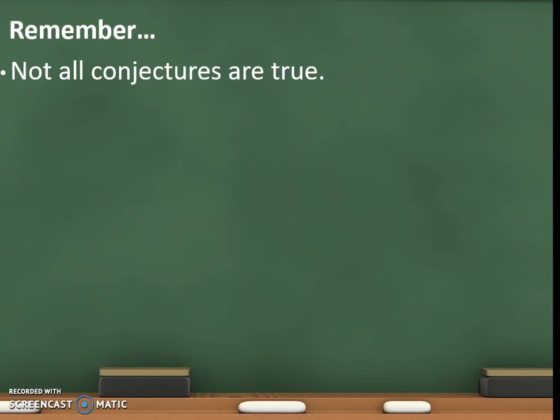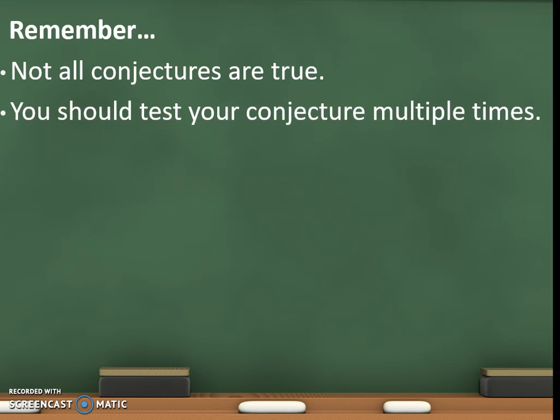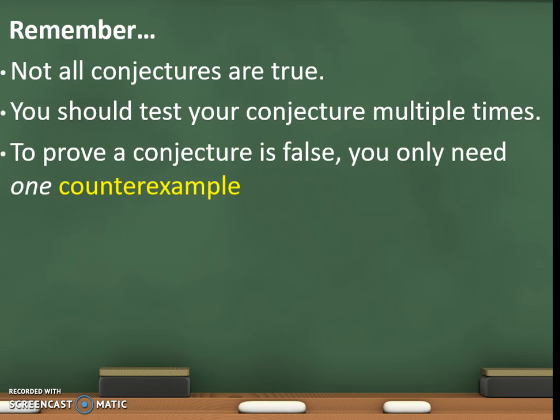So please remember, not all conjectures are true. A conjecture is an unproven statement based on your inductive reasoning, based on your observation. Inductive reasoning is your observation. You observe a pattern and you make a prediction. That's a conjecture. But not all conjectures are true. You should test your conjecture multiple times to make sure it is true. To prove a conjecture is false, you only need one counterexample.